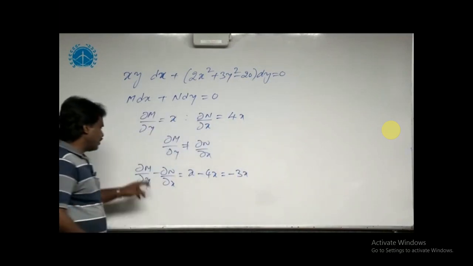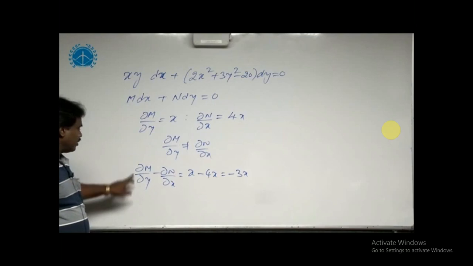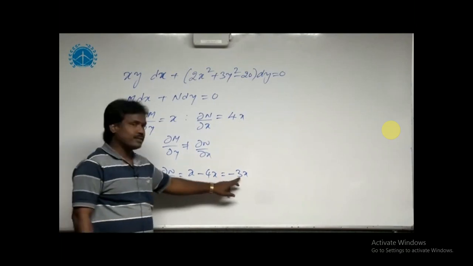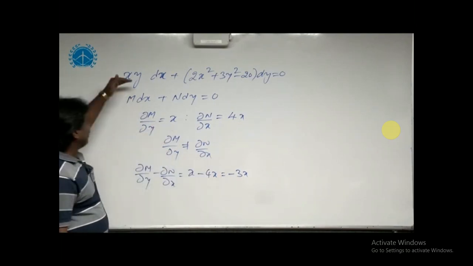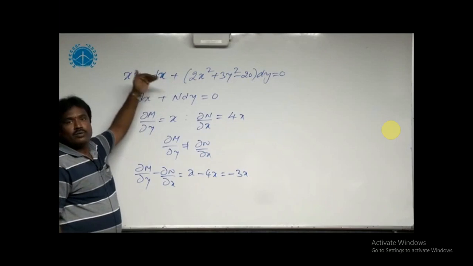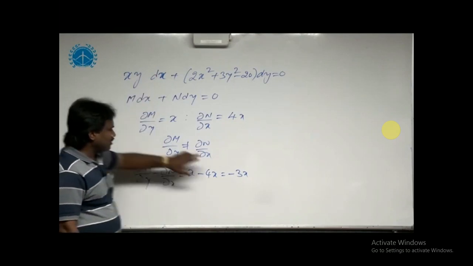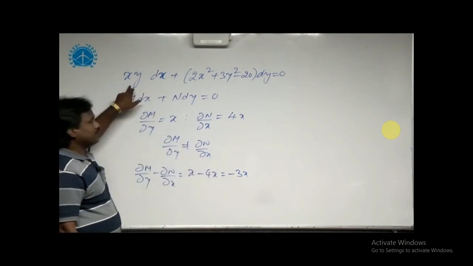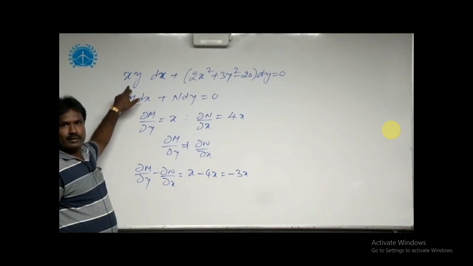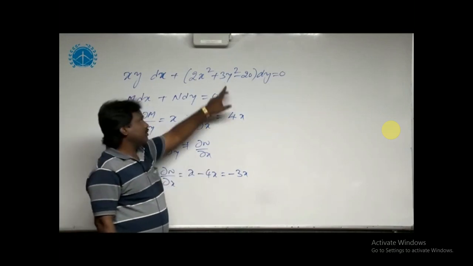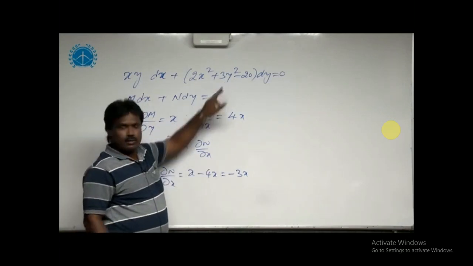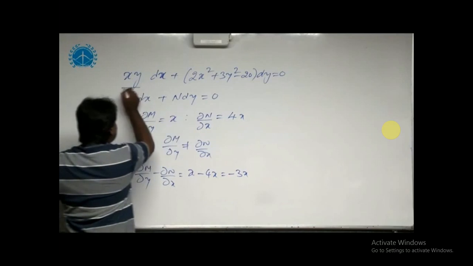So therefore, the value of ∂M/∂y minus ∂N/∂x is equal to minus 3x. By dividing by either M or N, we have to check the first condition. If it is divided by M, then we need only a function of y. By dividing with N, we need only a function of x alone. But comparing M and N, just observe these two here.